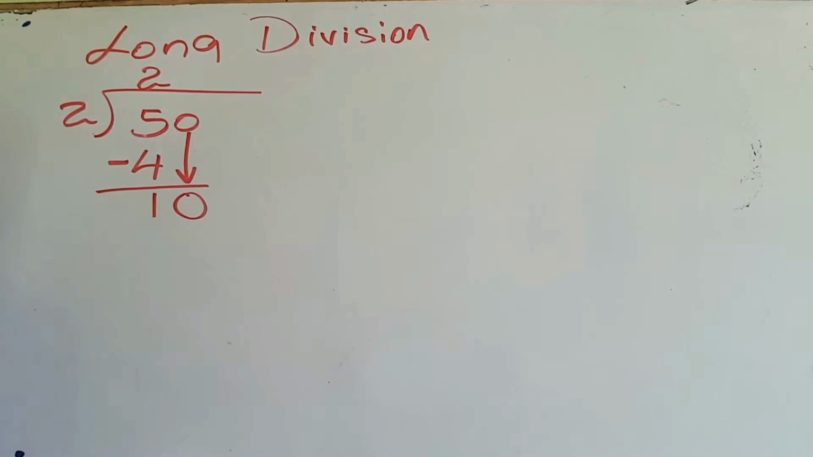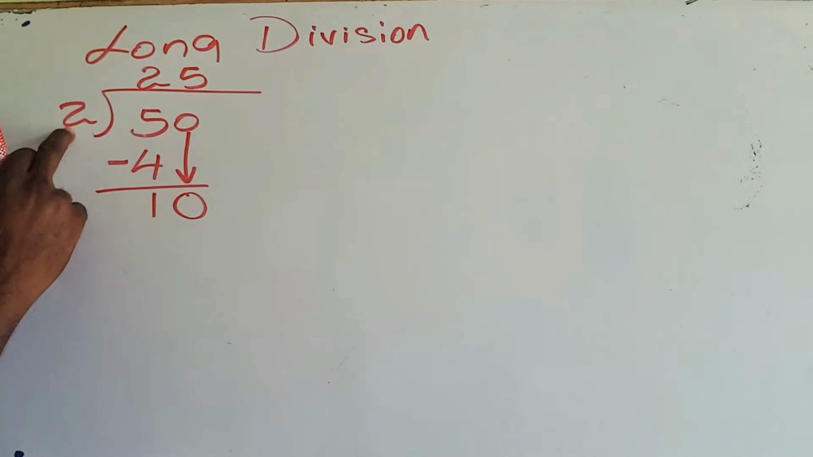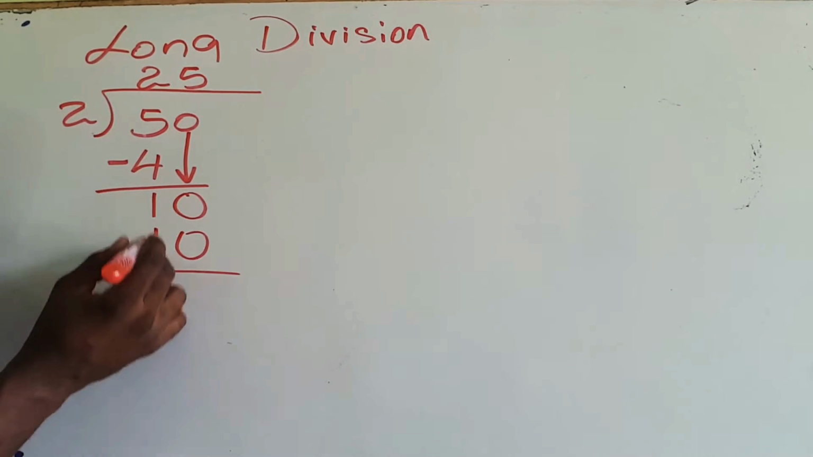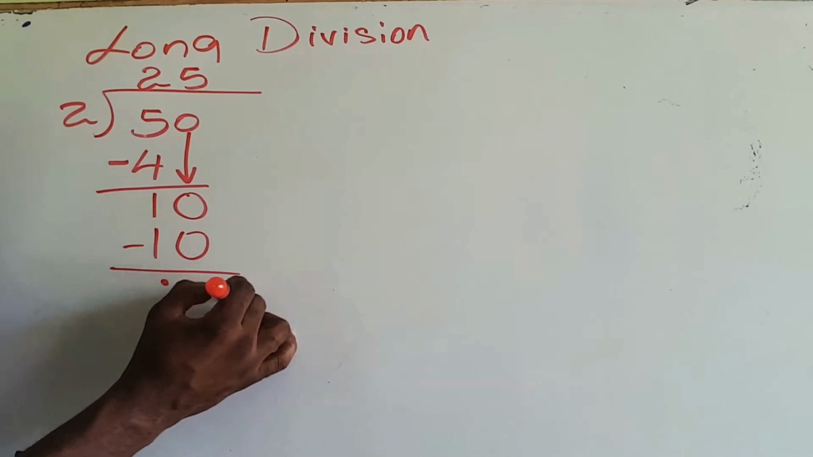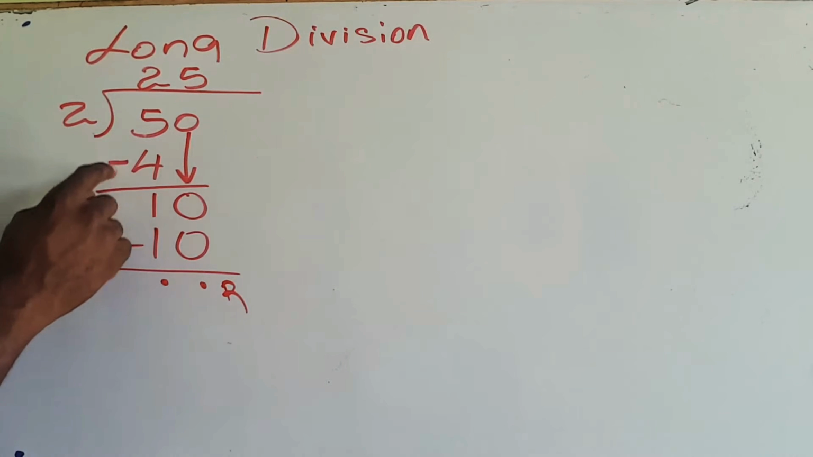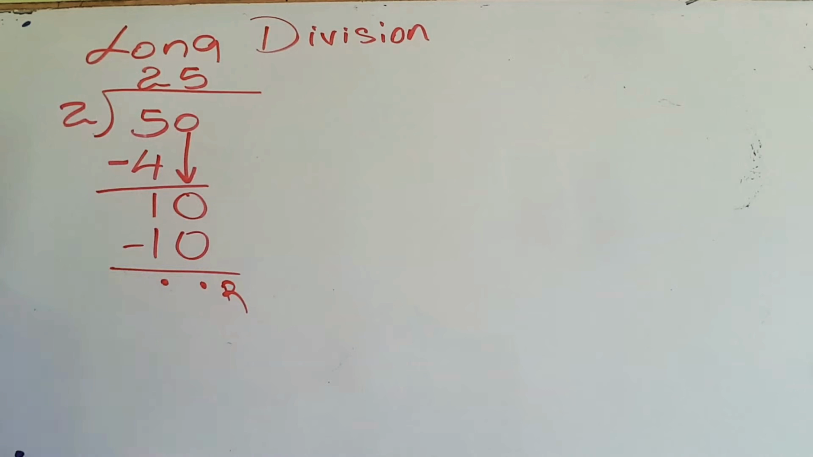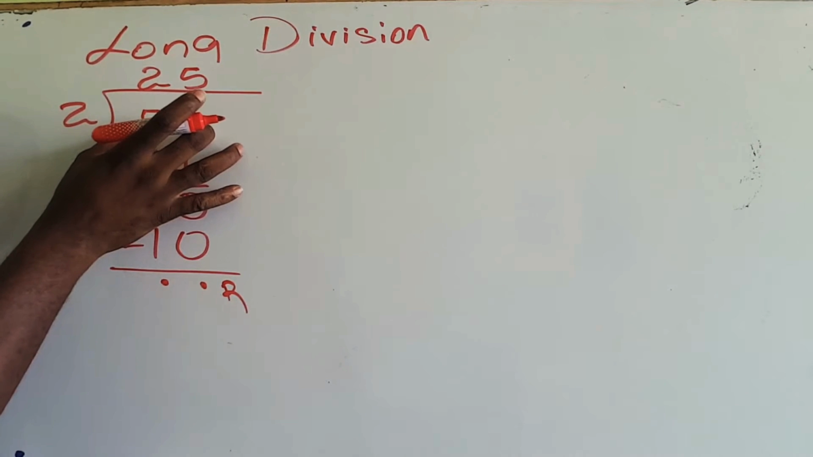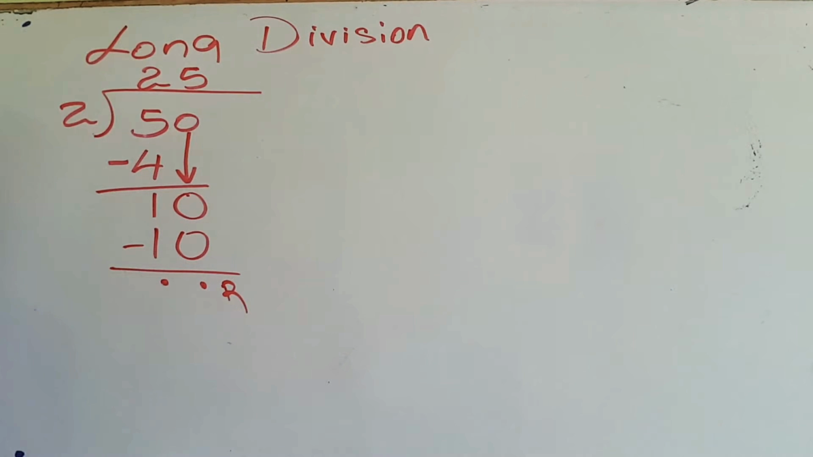2 into the 10, we get 5. 5 times 2 is 10. Then we subtract. 10 from 10, you can see that's a 0. We have no remainder. So our remainder is a 0. That means we're finished. So the idea is 50 divided by 2 is 25 times. This is what we call the dividend, this, the 50. This is our divisor, and this is our quotient.